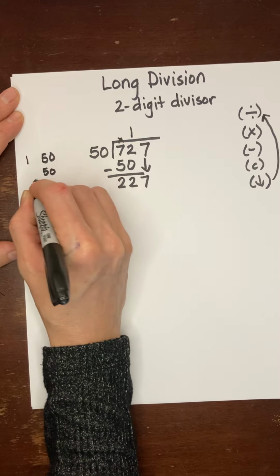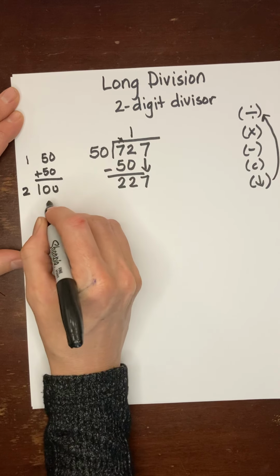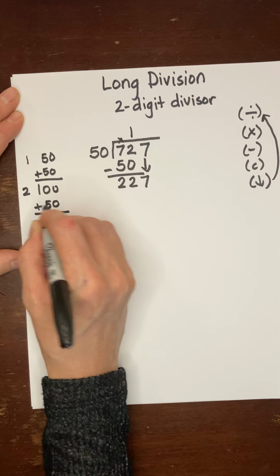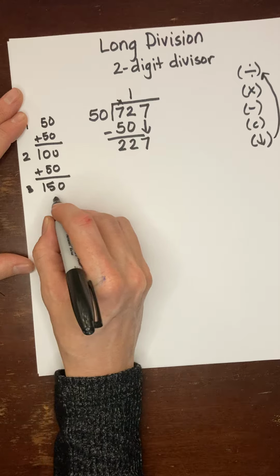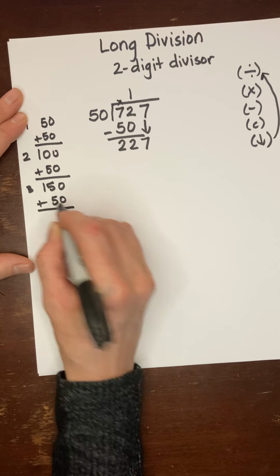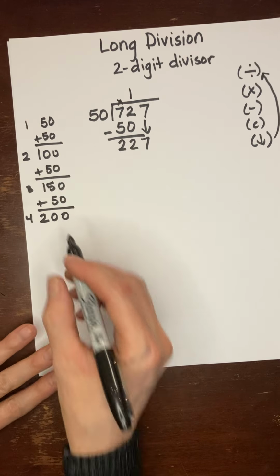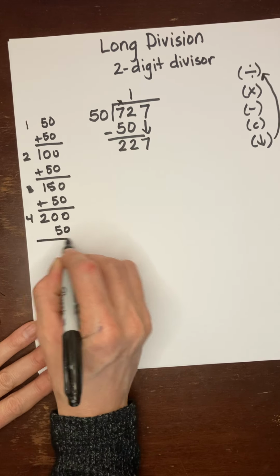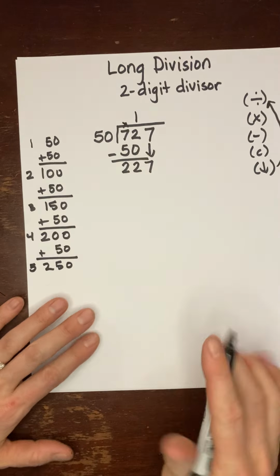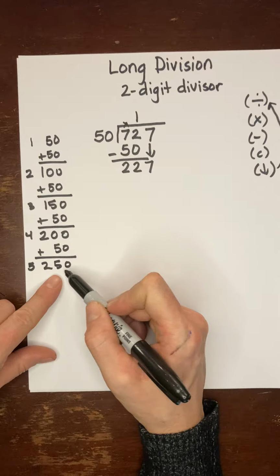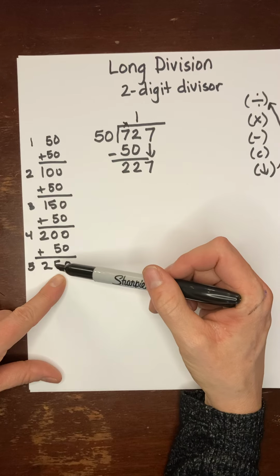Now I'm going to add 50 to that, and I get 100. So that's 2 50s. If I add 50 again, I get 150. That's 3 50s. If I add 50 again, that is 200, which is 4 50s. And if I add 50 again, I get 250, and that is 5 50s. So you see here my number is 227. 250 is past that. It's already too big, so I don't need to go any more right now.